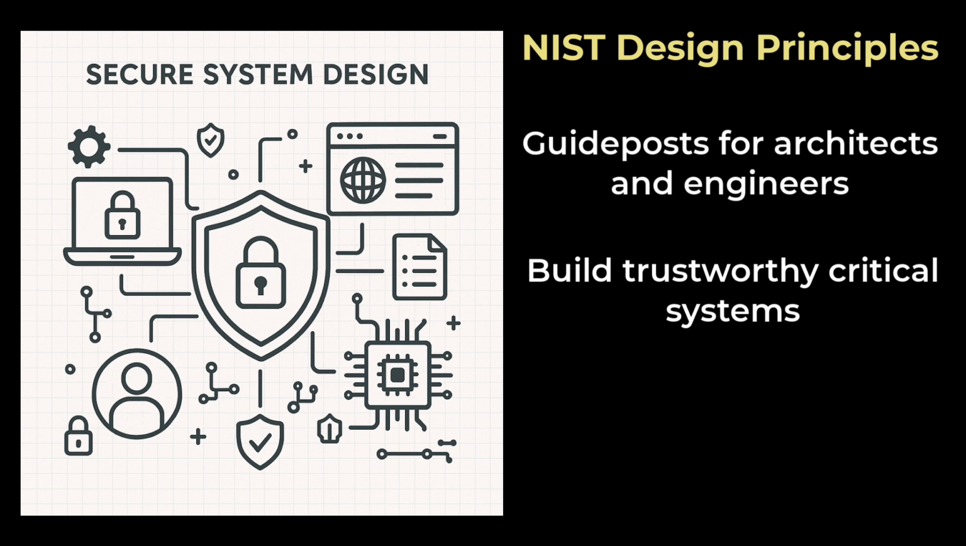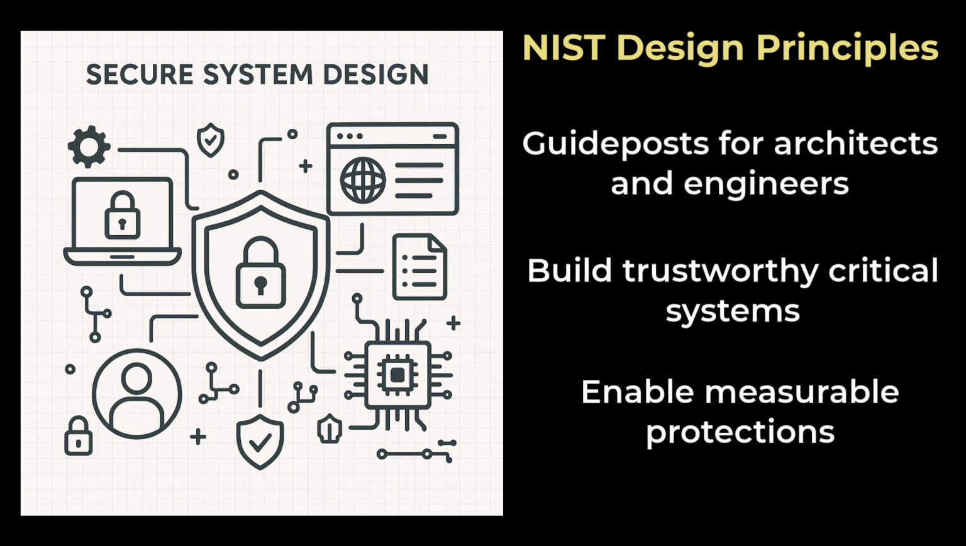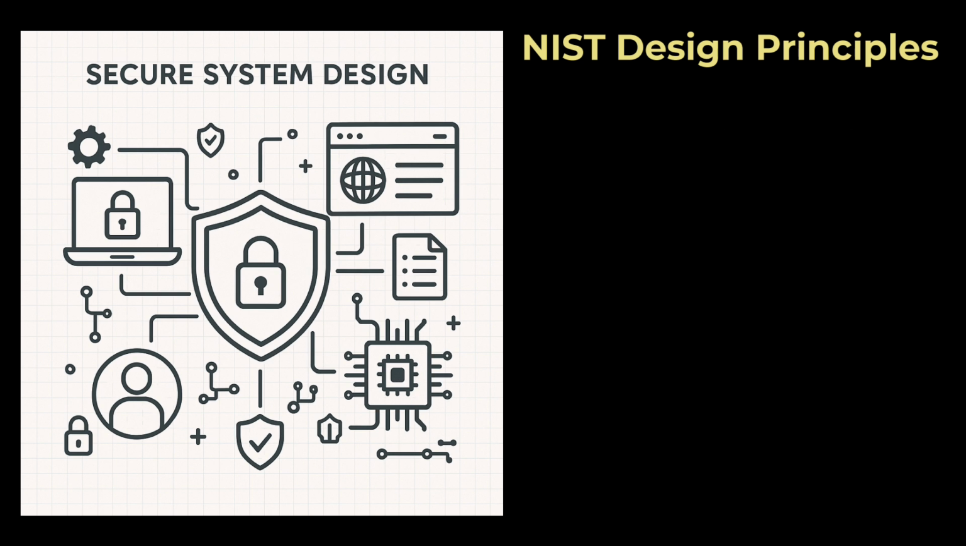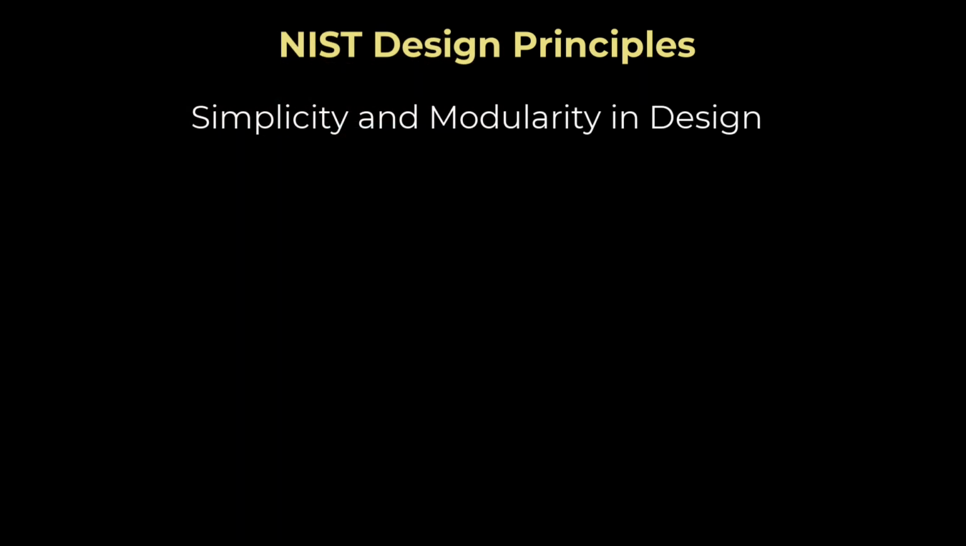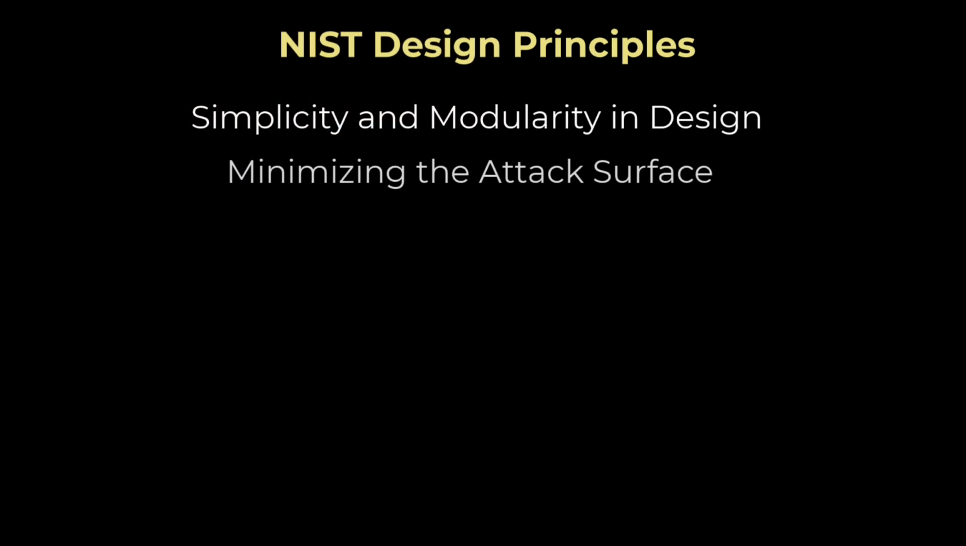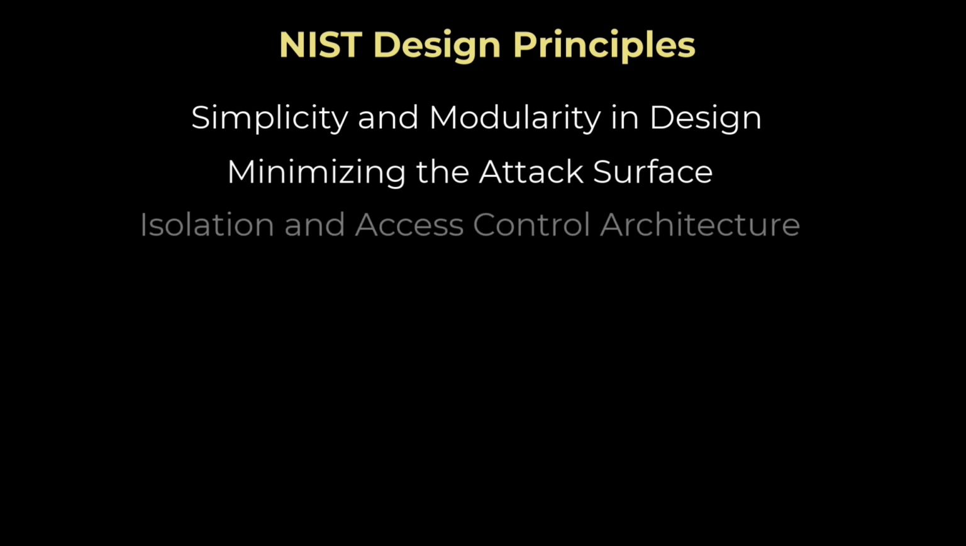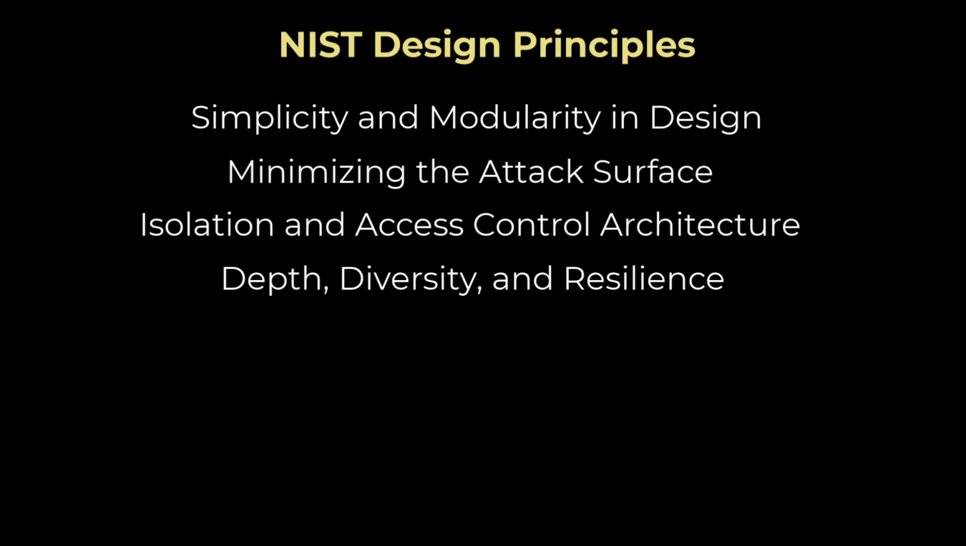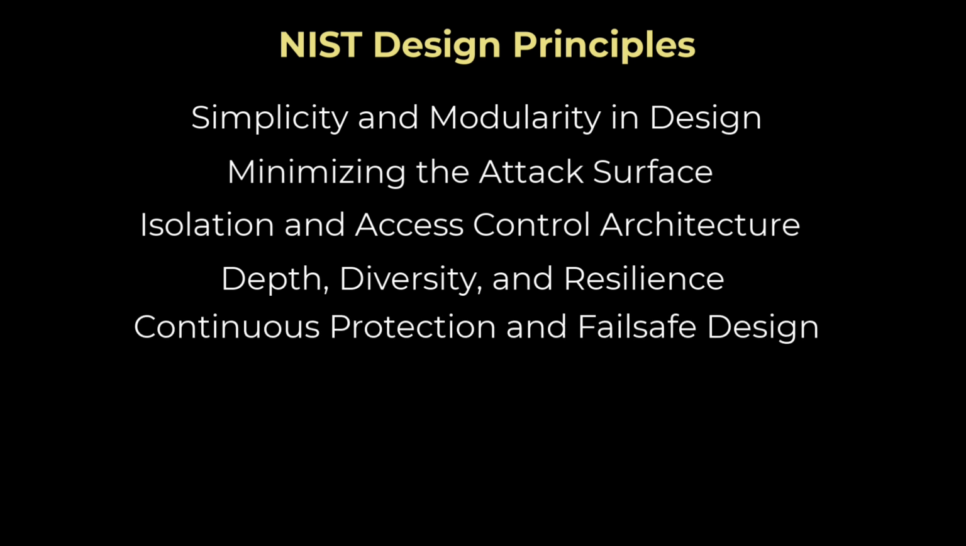As the NIST CSRC explains, these principles help security and engineering teams implement measurable protections in a manner aligned with mission assurance. The principles are grouped according to the overall intended objectives: simplicity and modularity in design, minimizing the attack surface; least privilege and more, isolation and access control architecture; depth, diversity, and resilience; continuous protection and fail-safe design; and detection and response.